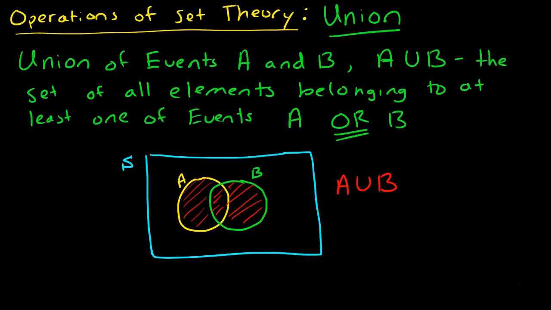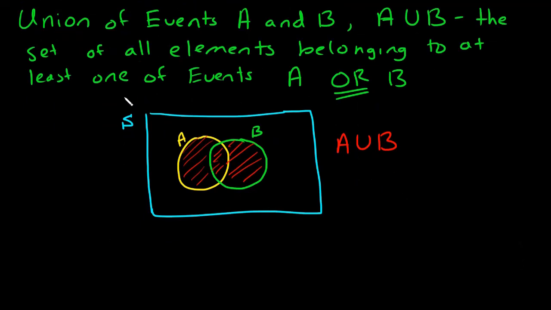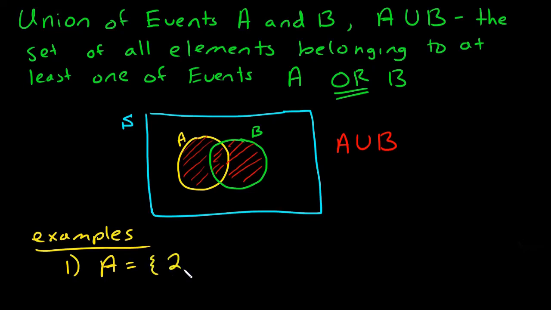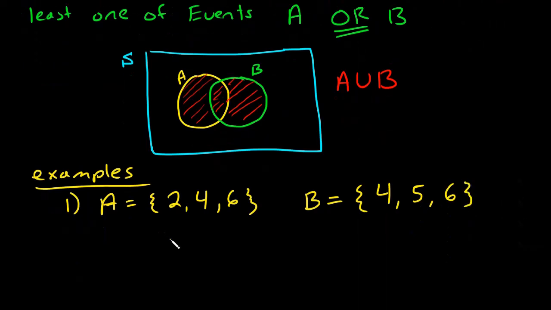Another example. Let me do a few examples. For the first example, suppose A equals rolling a die and getting an even number, so 2, 4, and 6. And suppose B is rolling a die and getting a number more than 3, so 4, 5, and 6. Then what is A union B?